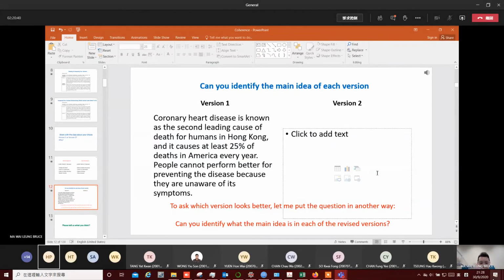Coronary heart disease. Coronary heart disease is known as the second leading cause of death for humans in Hong Kong, and it causes at least 25% of death in America every year. People cannot perform better for preventing disease because they are unaware of the symptoms. Can you tell me the main idea in this text, please?